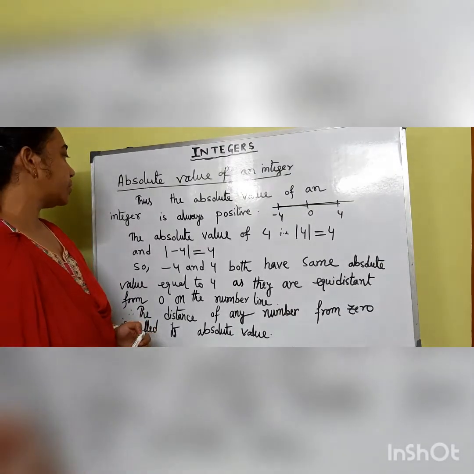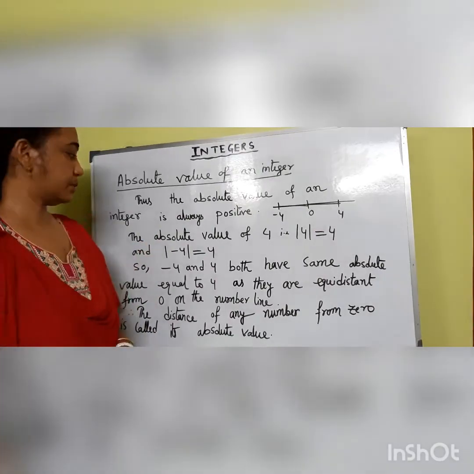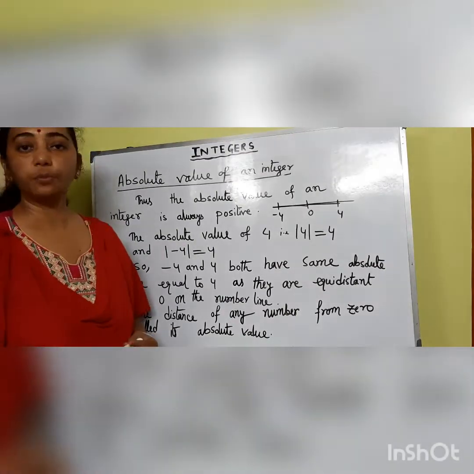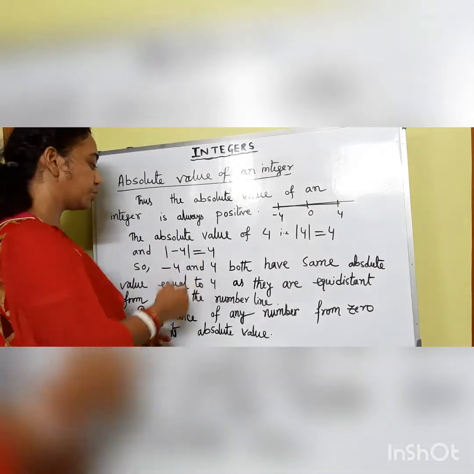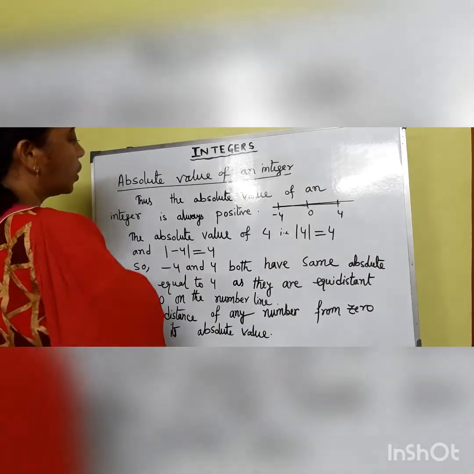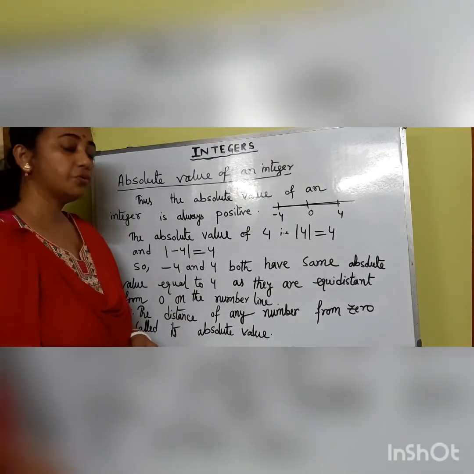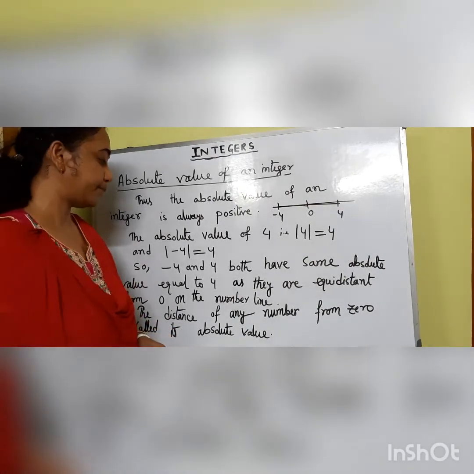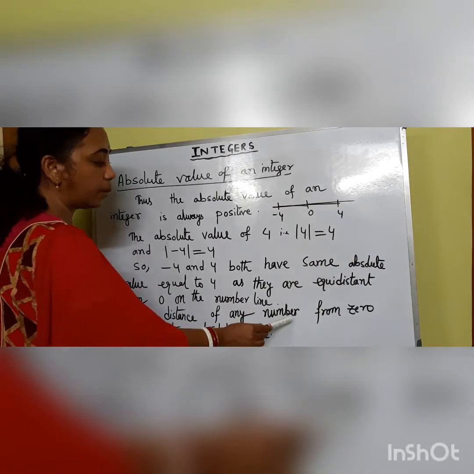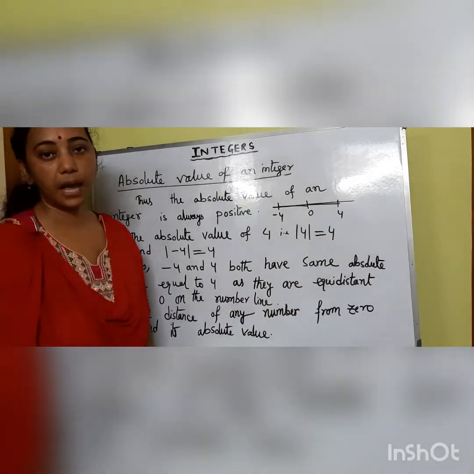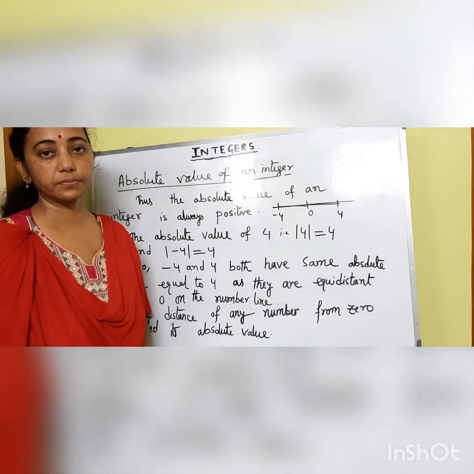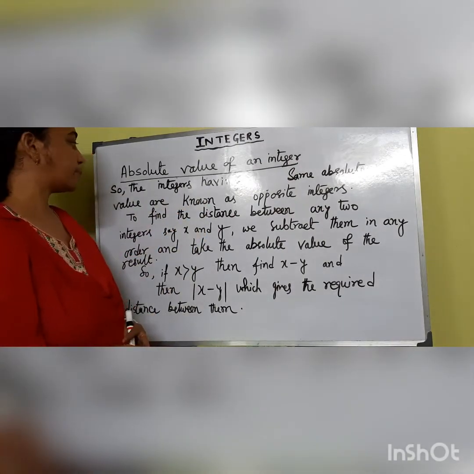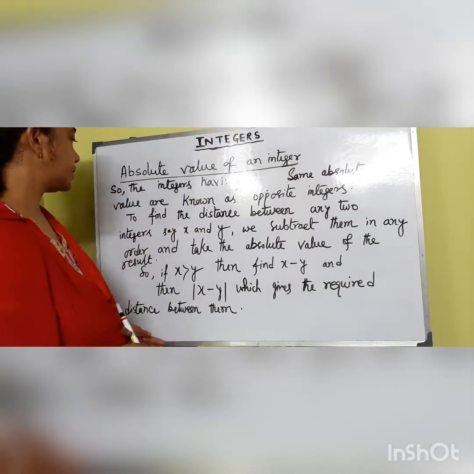Thus, the absolute value of an integer is always positive. The absolute value of 4, that is mod of 4, is 4, and the absolute value of minus 4, that is mod of minus 4, is also 4. So minus 4 and 4 both have the same absolute value equal to 4 as they are equidistant from 0 on the number line. Therefore, the distance of any number from 0 is called its absolute value. So, the integers having the same absolute value are known as opposite integers.